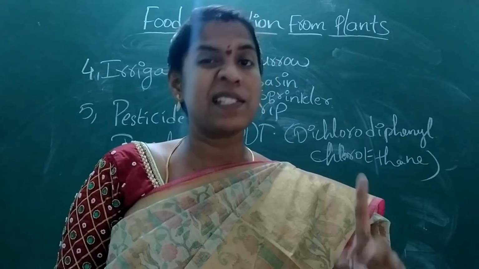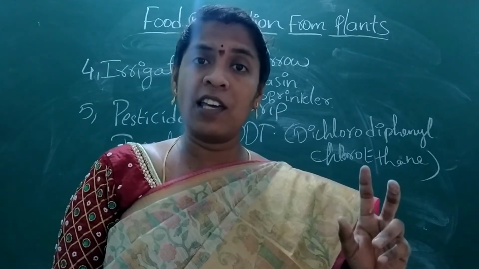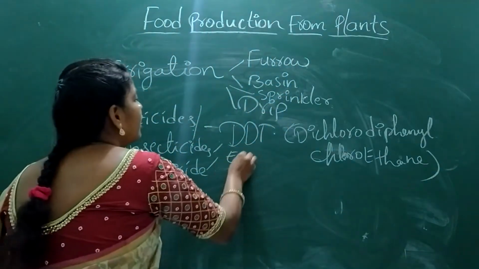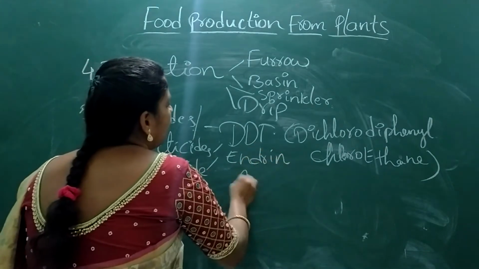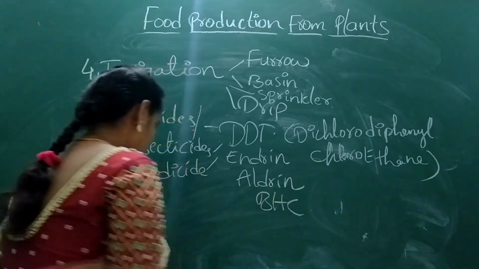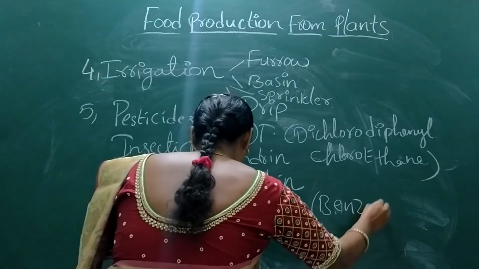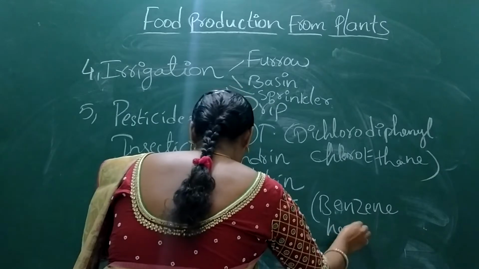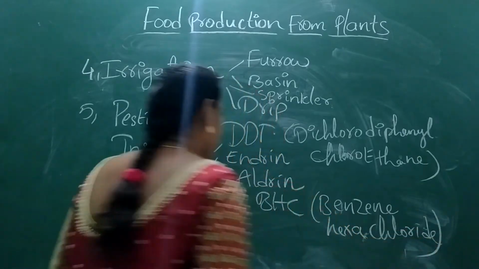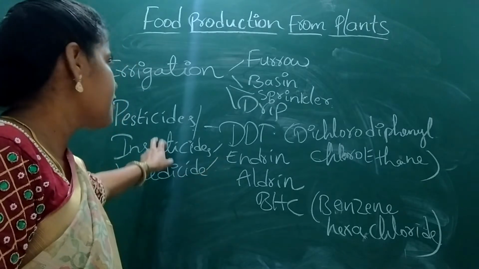Insects are nothing but things like mosquitoes. To control pests and insects, they make use of some chemicals like DDT, Endrin, Aldrin, and BHC, which is nothing but benzene hexachloride. These are insecticides and pesticides.